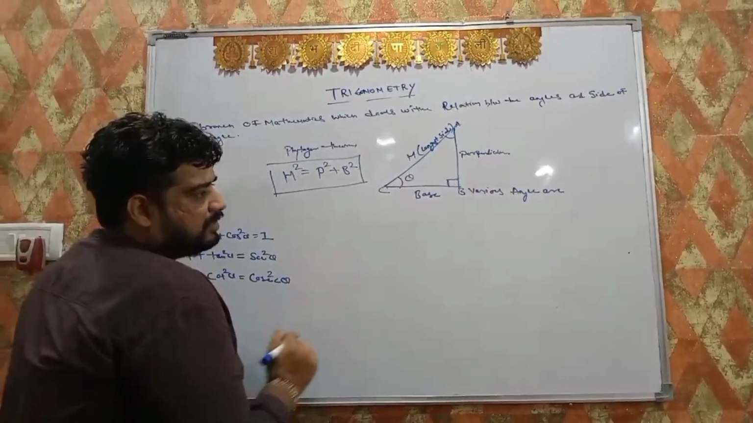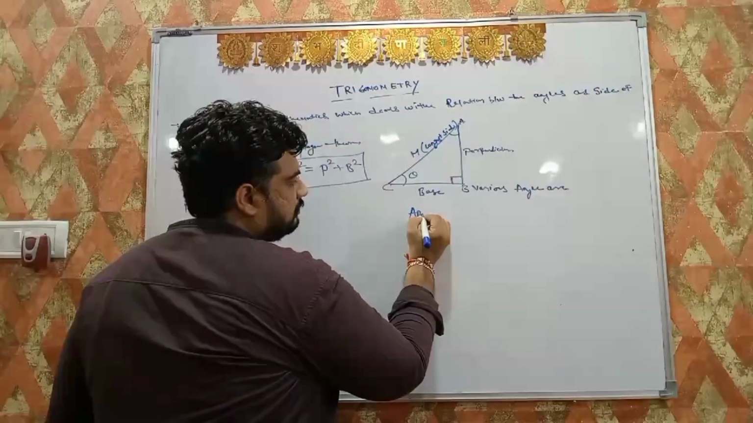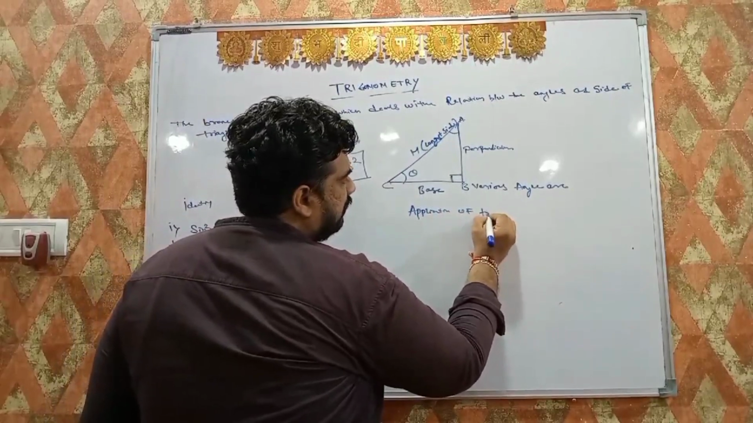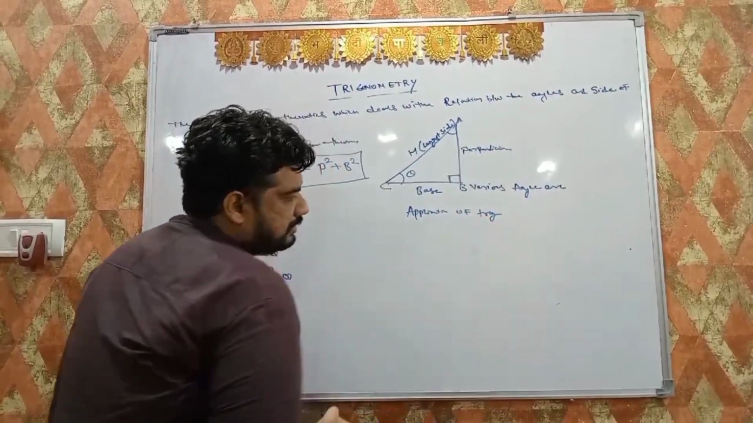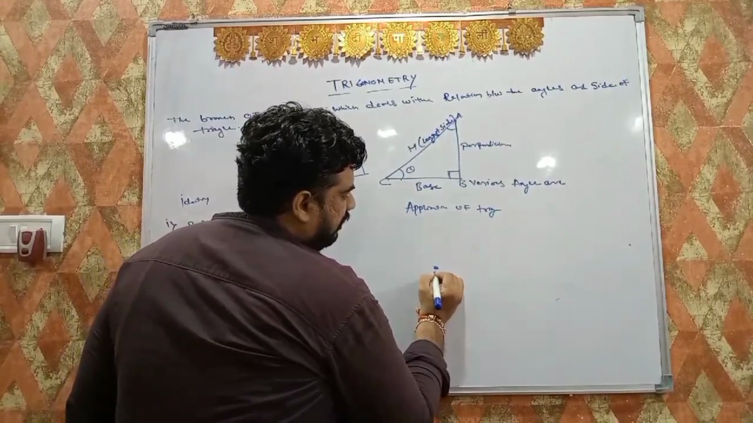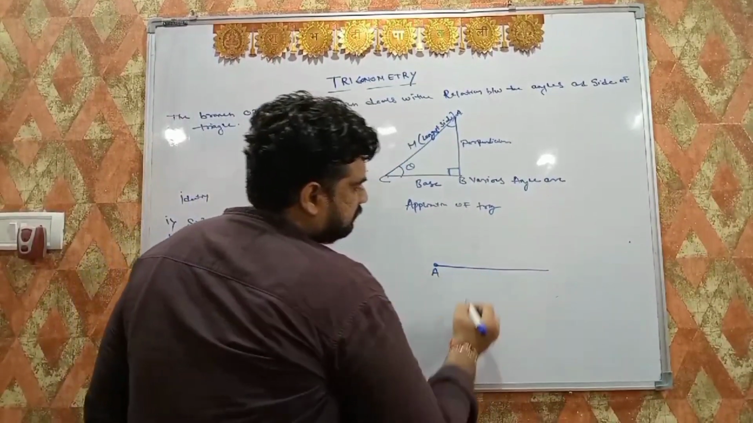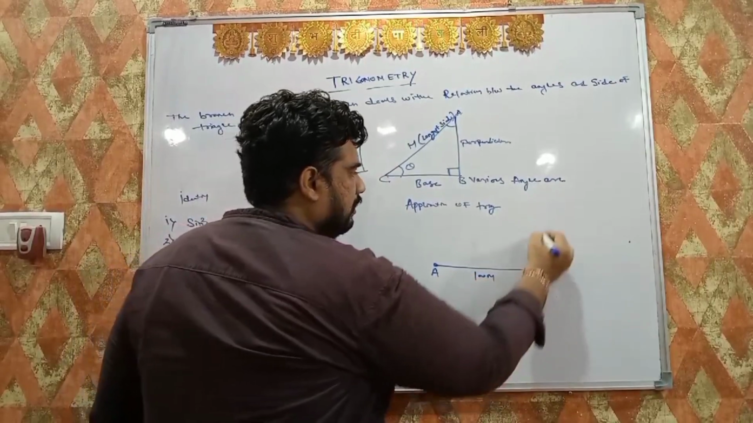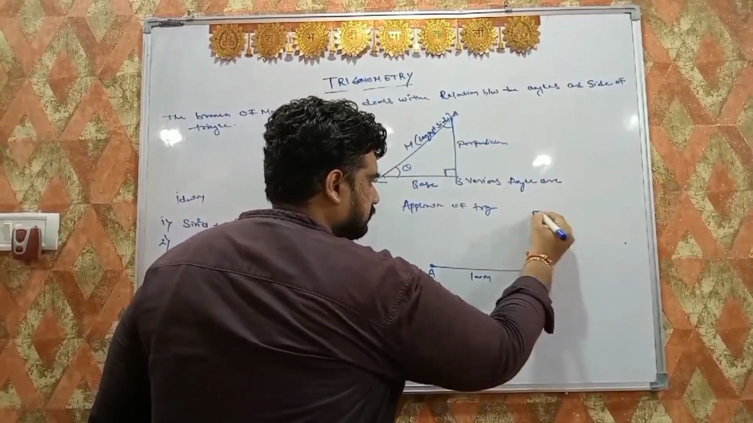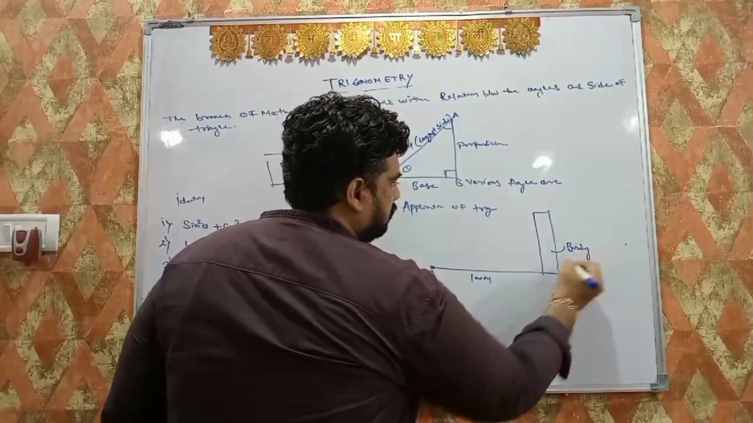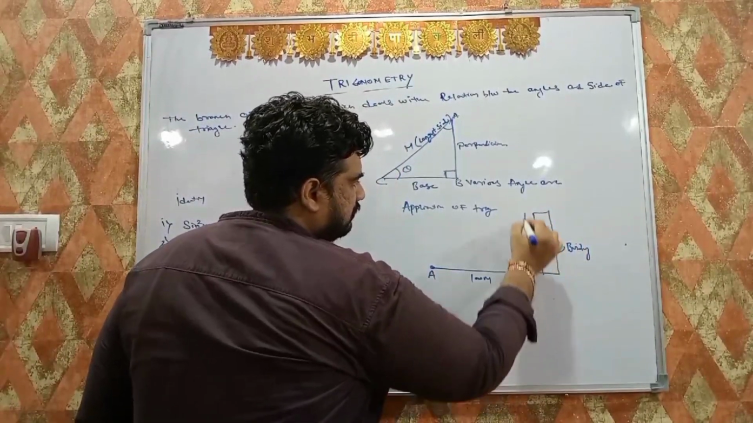Now we discuss the application of trigonometry: where to use trigonometry and what to calculate with it. Suppose there is a point A where a boy is standing and at a distance of 100 meters there is a building. We have to find the height of this building.